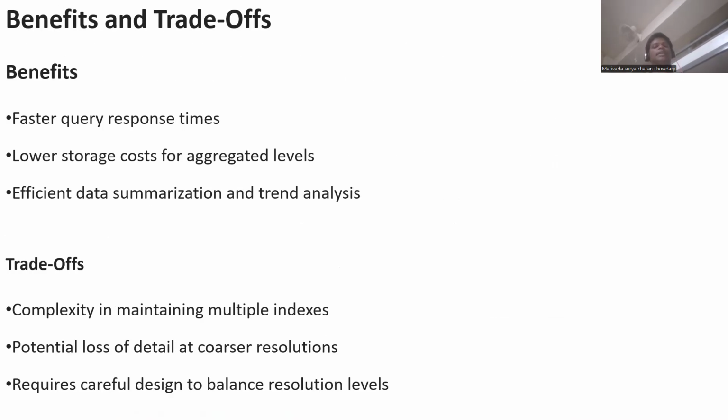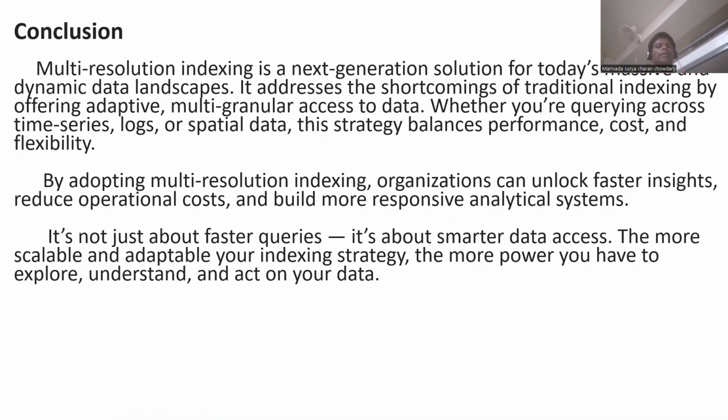Now, coming to benefits and trade-offs in multi-resolution indexing. Benefits include faster query response times, lower storage costs for aggregate levels, efficient data summarization, and trend analysis. The trade-offs are complexity in maintaining multiple indexes, potential loss of detail at coarser resolutions, and the need for careful design to balance resolution levels.